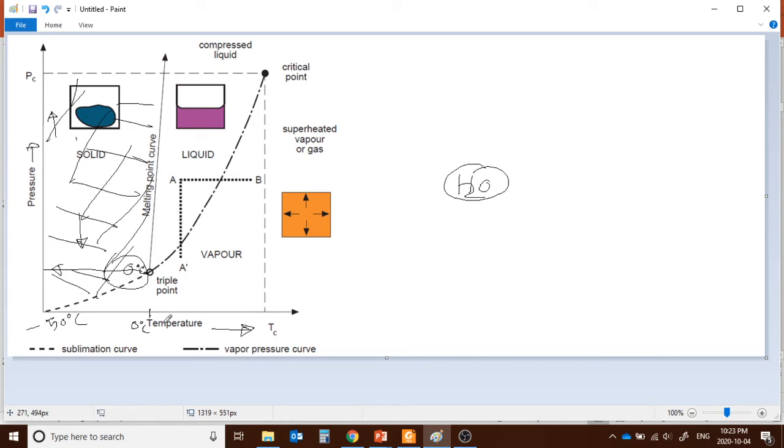Now from here, for instance, it is at 0 degrees Celsius. From here, if you increase the temperature, moving in this direction, then what will happen? The phase will change from here to here. There will be a change of phase. So it is called the melting point.